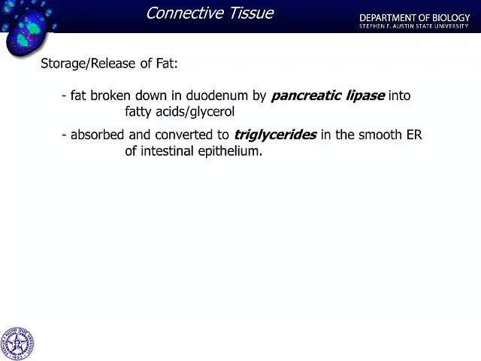This breakdown material is absorbed into the intestinal epithelium. It is processed and converted into triglycerides. Now, this happens in the smooth endoplasmic reticulum in our epithelial cells, and now these are going to be transported throughout the body and placed into the serum. But remember, triglycerides are hydrophobic. They're organic, long hydrocarbon chains.